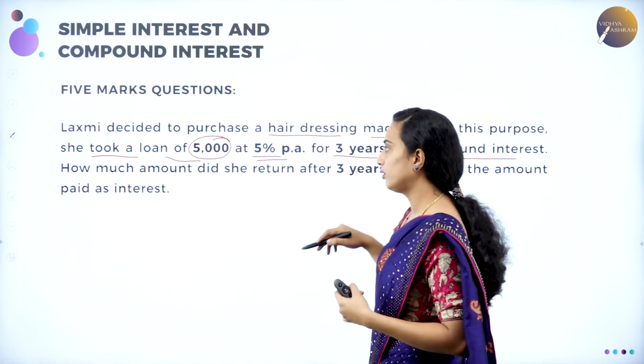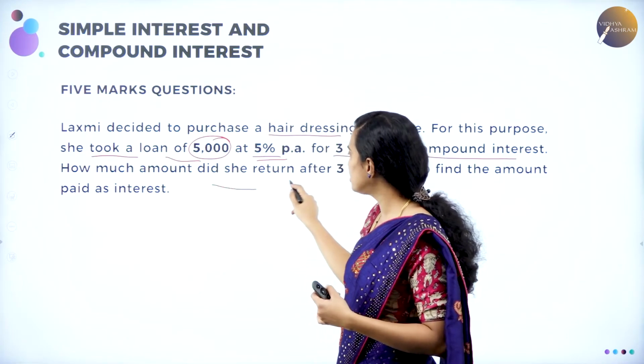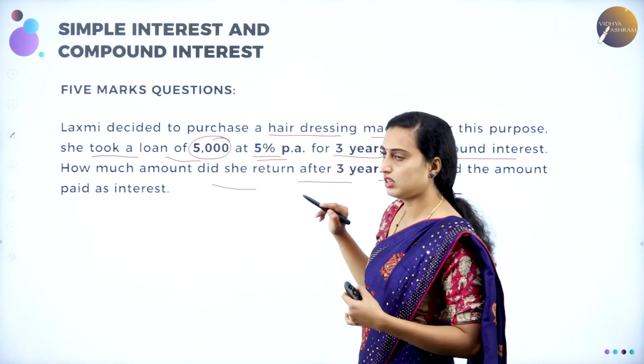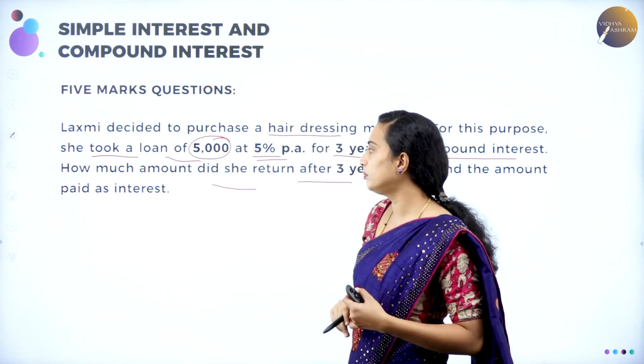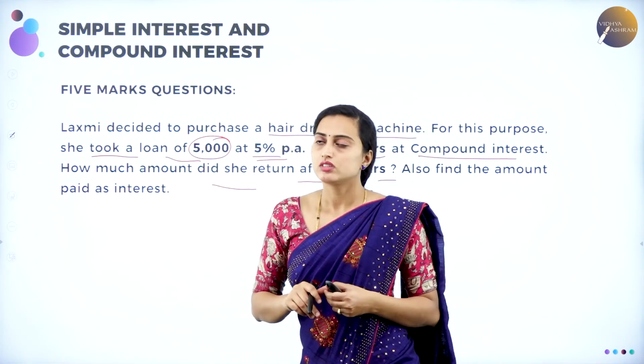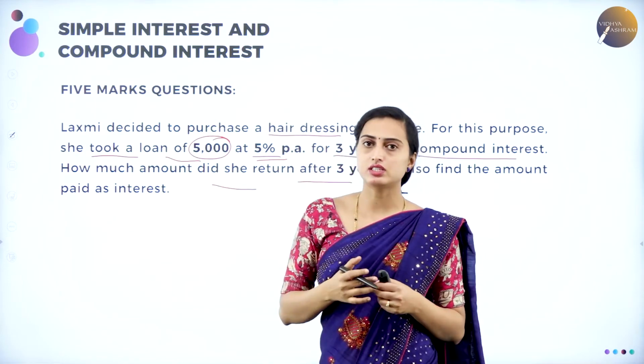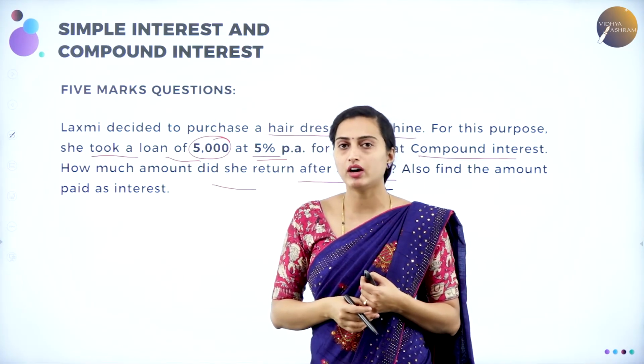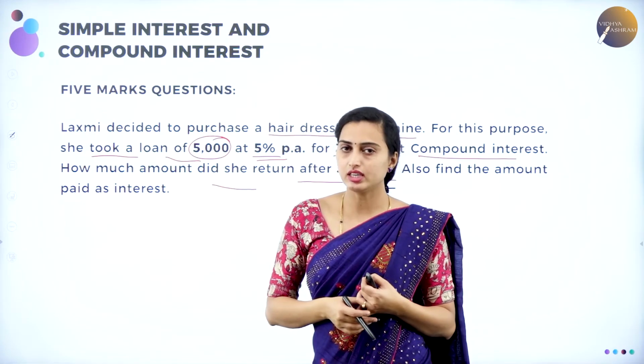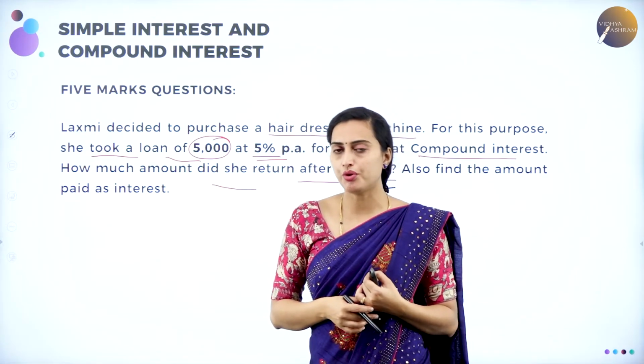At compound interest. How much amount did she return after 3 years? Also find the amount paid as interest. So they have asked you to find out how much amount she returned after 3 years. The amount they have asked is A, and they have also asked to find out CI. CI is nothing but A minus P, you know already.